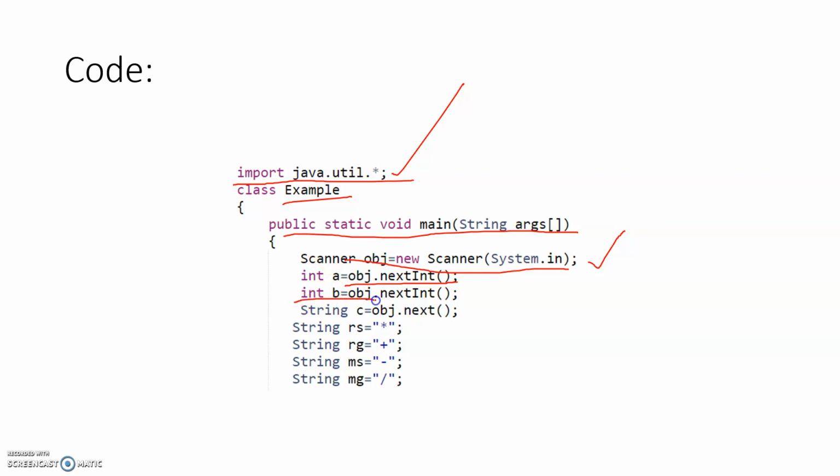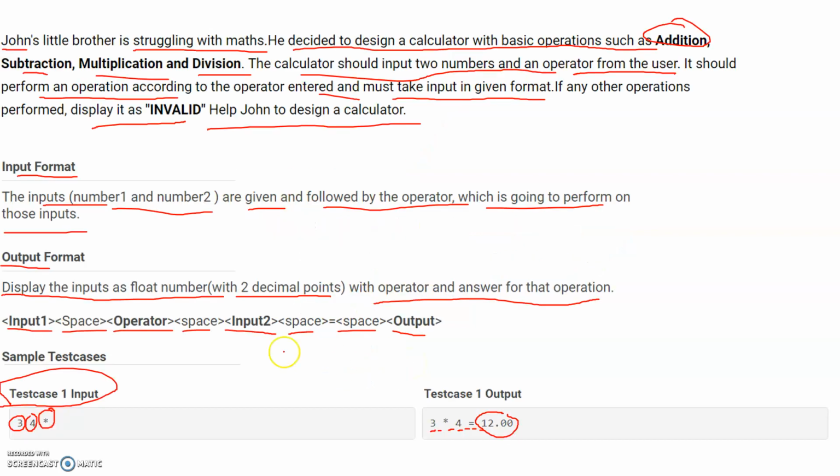Then int b = obj.nextInt(), the second input we have taken. Then String c = obj.next(). For what purpose? This particular c will take the operator, whether that may be multiplication or addition or subtraction or division. No other operator needs to be taken. If entered by the user by mistake, some other operator, then we should print invalid, right? Because in the question it is mentioned that display invalid if some other operator is given.